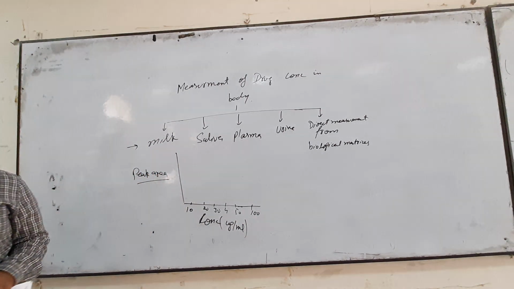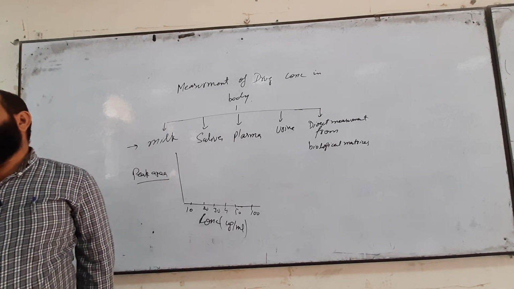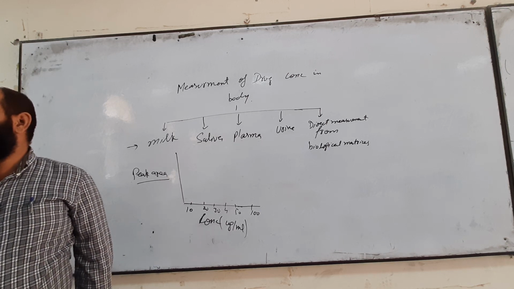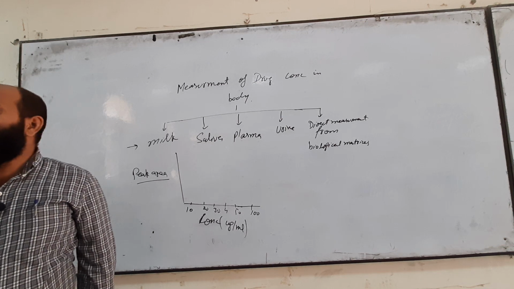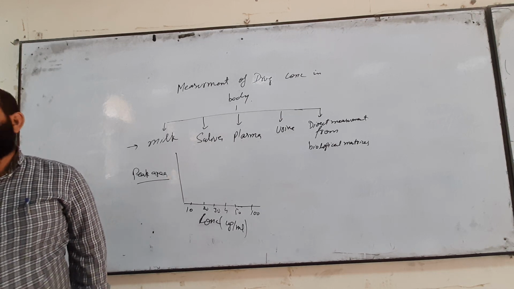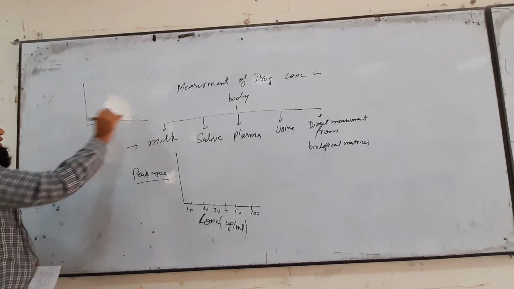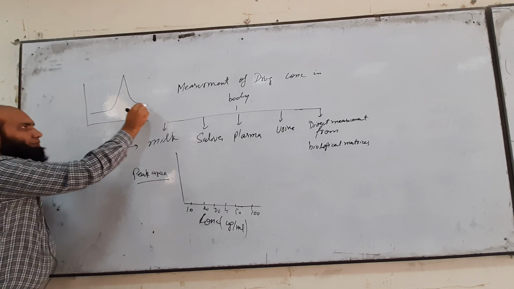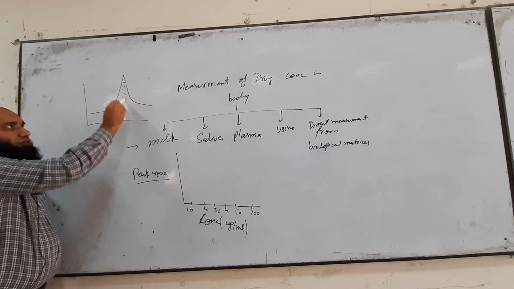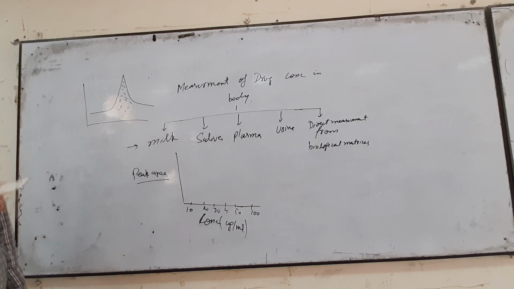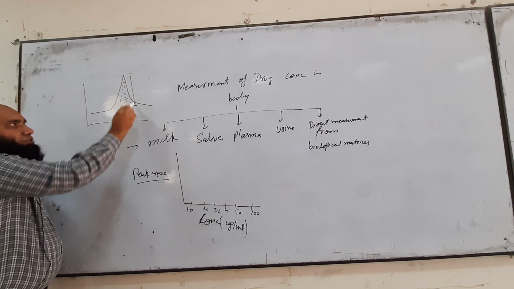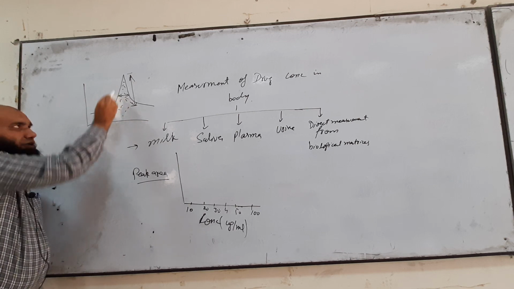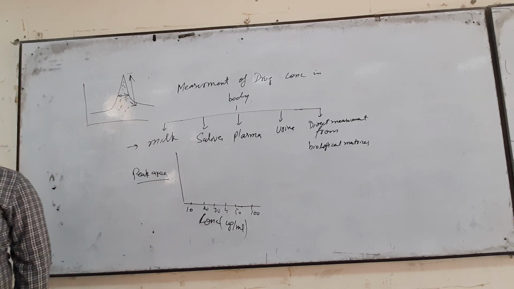In case of HPLC, we can use three different ways to construct the linearity curve. One is peak area, another is peak height, and the last one is peak width. What are they? For example, I have applied a sample having the drug, and it gives me a peak like this. The area covered by this peak is called peak area. The height of the peak at a particular concentration is called peak height, and the width of the peak at a particular concentration of drug is peak width.